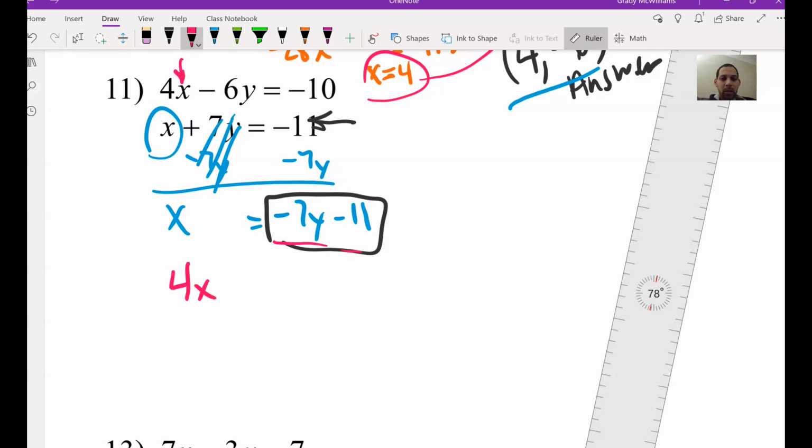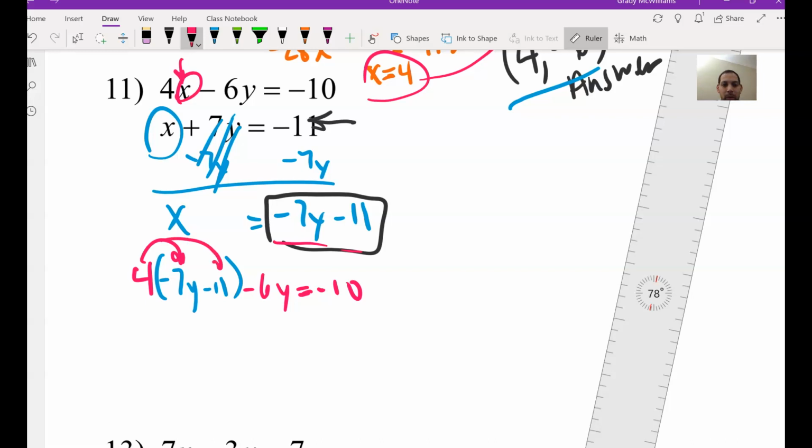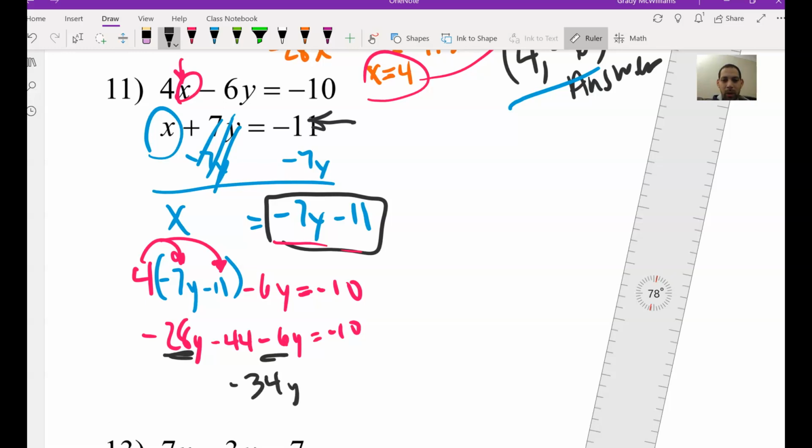So 4x minus 6y equals negative 10. Actually, I should put 4 times x, which is negative 7y minus 11, and minus 6y equals negative 10. So all I did was replace that. Now distribute both of these terms. Some of you aren't distributing both of these. That should be a negative 28y. 4 times a negative 11 makes negative 44. Minus 6y equals negative 10. Combine like terms: negative 28y and negative 6y makes negative 34y. So we got a minus 44 on that side equals negative 10.